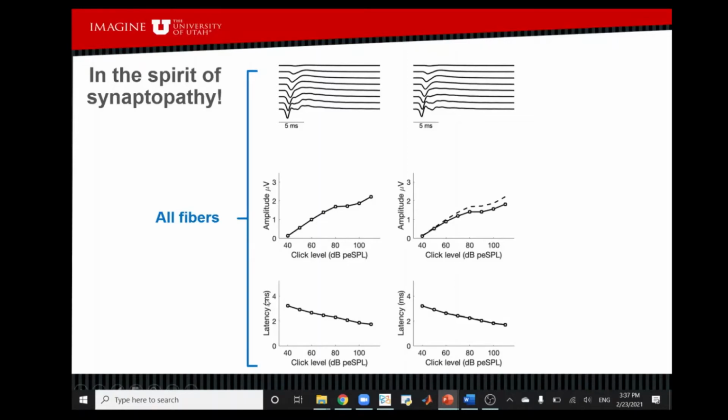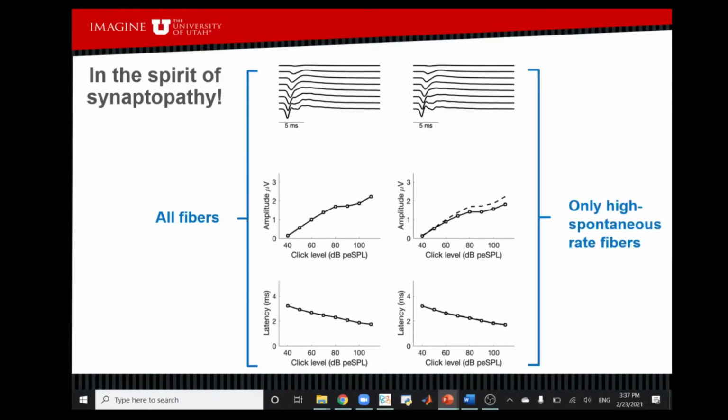latency. Here we included all types of fibers, low, medium, and high spontaneous rate fibers. The right panel here is the same simulation, but only including high spontaneous rate fibers. This dashed curve here is exactly this curve here. We see that as expected, suprathreshold CAP amplitudes are reduced, while amplitudes near the threshold remain unchanged.